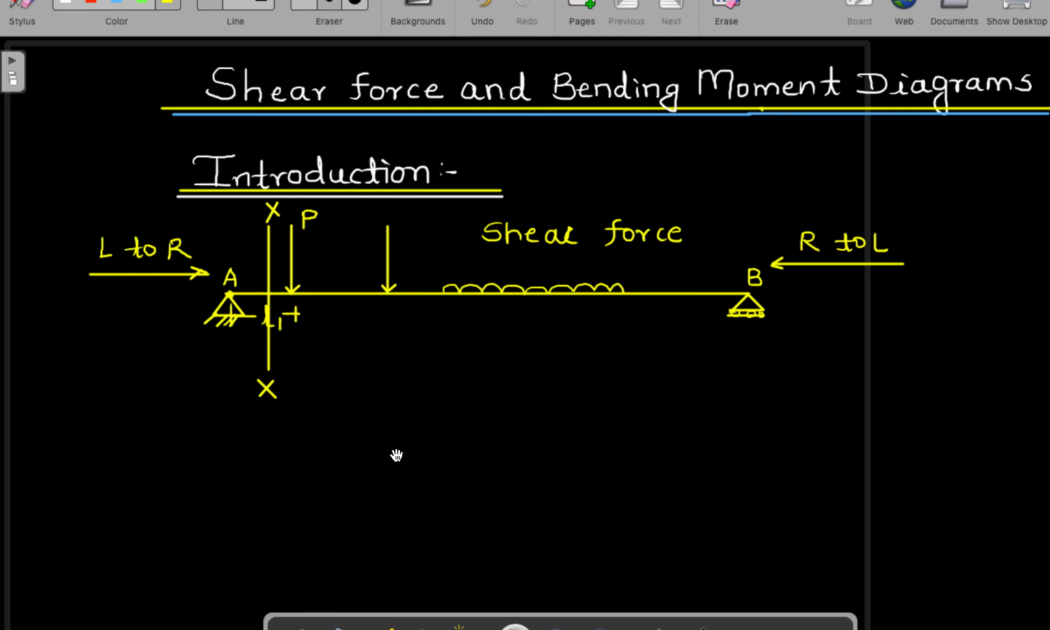So shear force, you already know that it's the algebraic summation of loads and forces acting on a beam, to the right or left of the section. So you know the section, right?